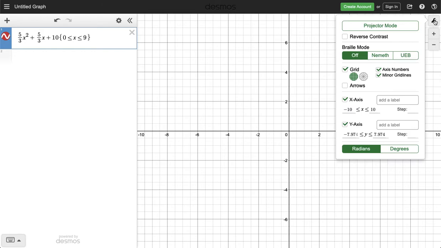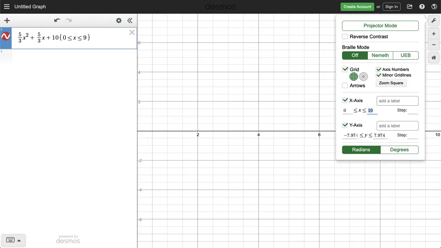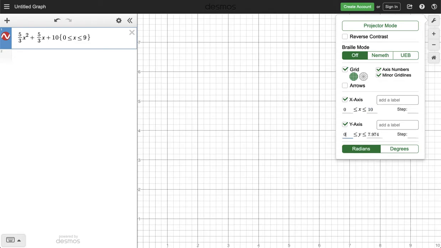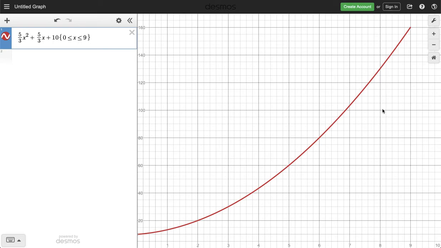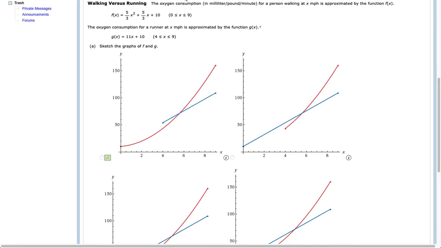Let's fix the graph. It went from about 0 to 10 on the x-axis and from about 0 to 170 on the y-axis. There we go. So there's that piece. You can see it runs from 0 out to 9, and I just see that piece of the parabola. The other graph is linear.